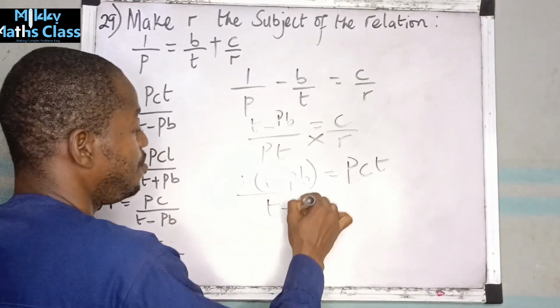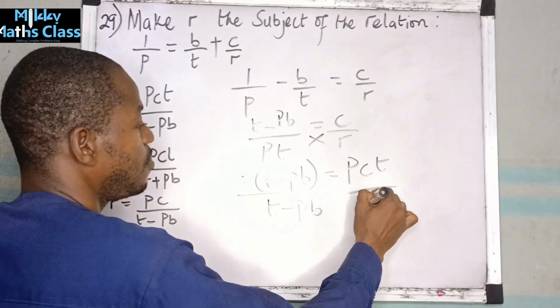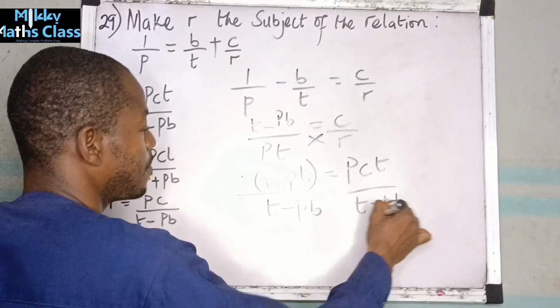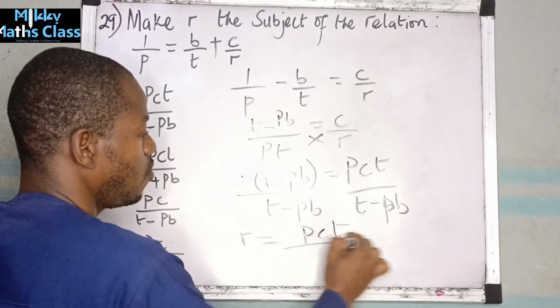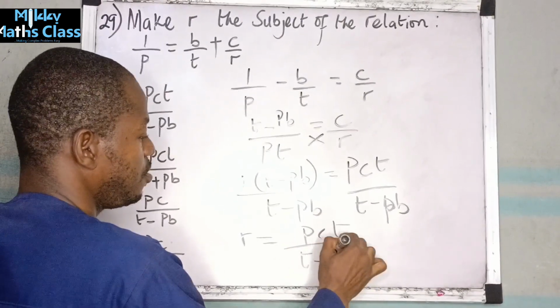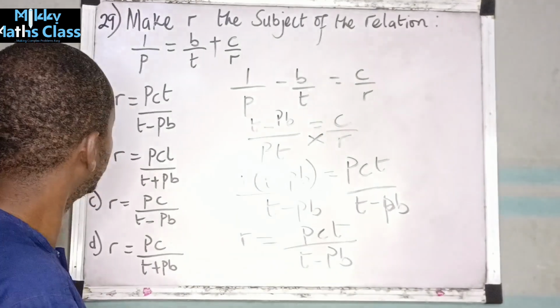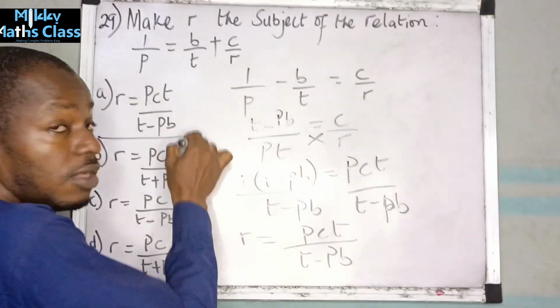Now divide both sides by T minus PB, and we have gotten our R. So R is equals to PCT over T minus PB, which is option A.